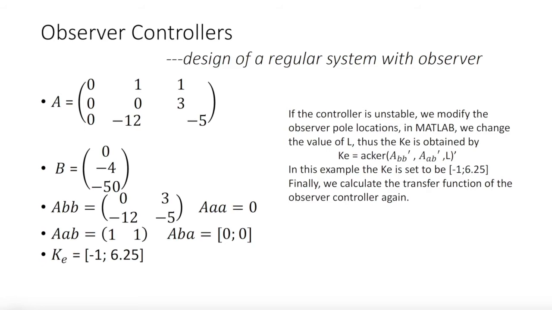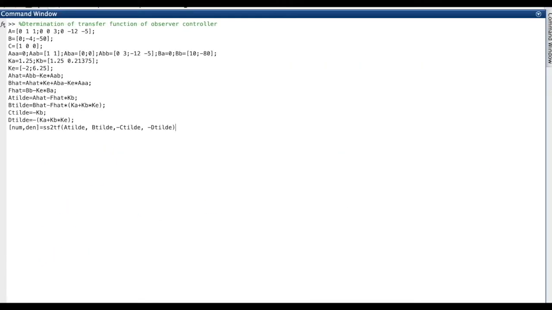Then we are going to find the transfer function for this observer controller. As we can see here, by defining A hat, B hat, A tilde, B tilde, and C tilde for the closed loop observer controller system, the transfer function will be defined as here.